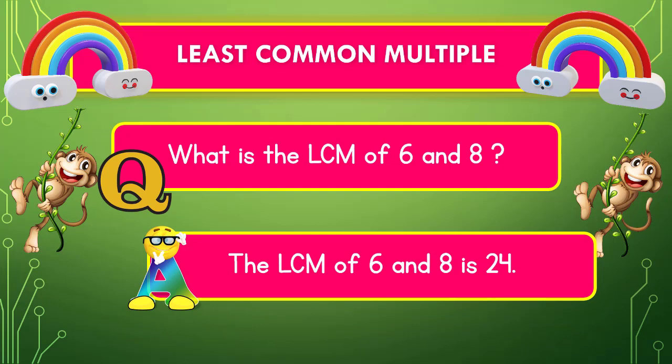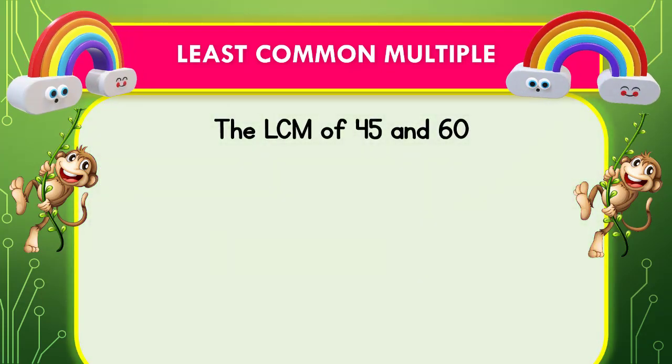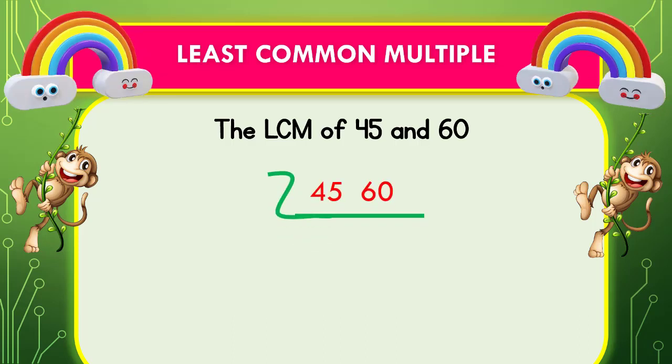Very good. And I'm really sorry for the mistake that I made. Next. The least common multiple of 45 and 60. Okay, what number can divide 45 and 60? It's 5, right? So, 45 divided by 5 is 9, and 60 divided by 5 is 12.